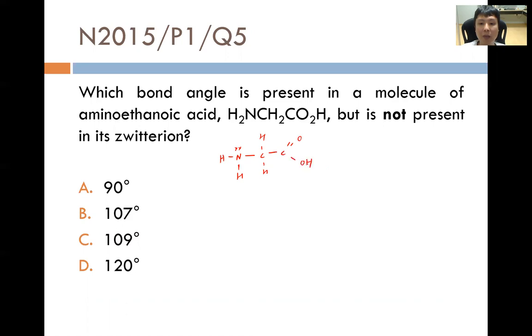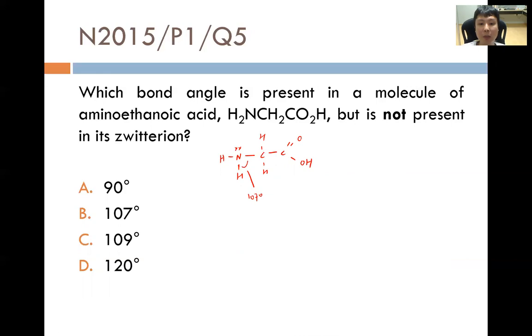So let's look at some possible bond angles. The number of electron domains around this nitrogen is 4: 1, 2, 3, 4, for a basic shape of tetrahedral. So this bond angle should be about 109.5 degrees. However, it's being compressed by the lone pair-bond pair repulsion, so this bond angle would be on the order of 107 degrees.